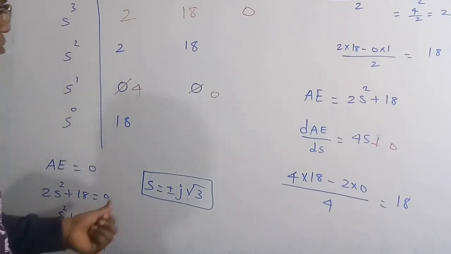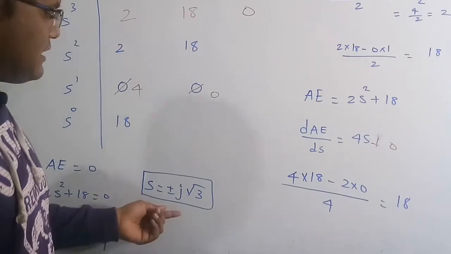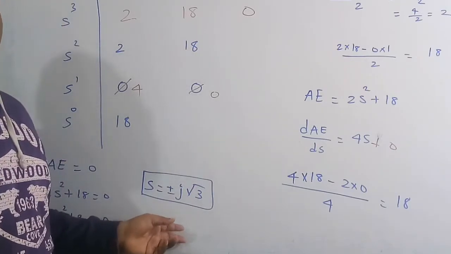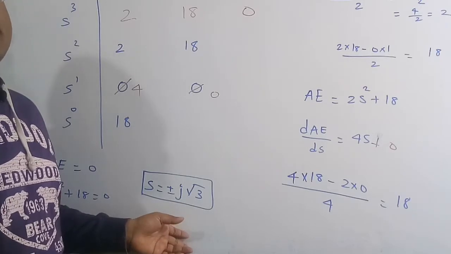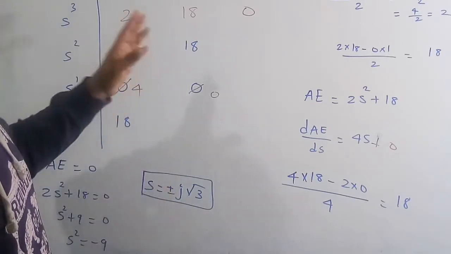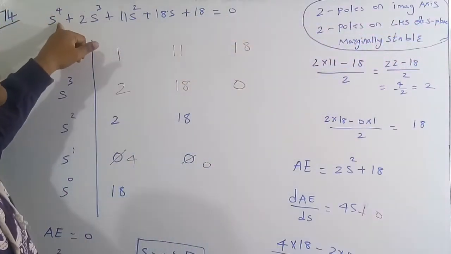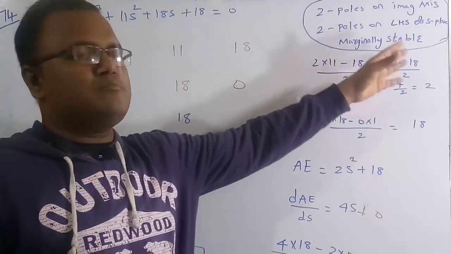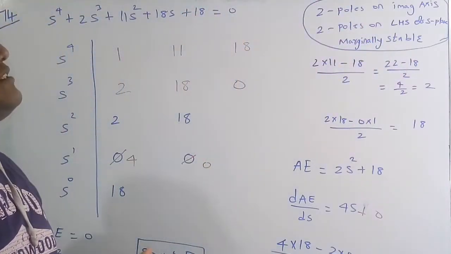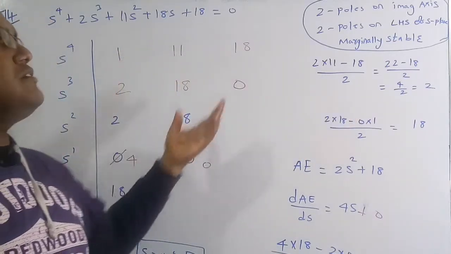If you take the root, we get s is equal to plus or minus j root over 3. So we can say the two roots are going to lie on the imaginary axis. Simple roots are going to lie on the imaginary axis. So therefore we can conclude that as two poles lie on the imaginary axis, and the order of this equation is 4, the remaining two poles are going to lie in the LHS of S plane, because there is no sign change. So definitely there is no root on the RHS, meaning the remaining poles should definitely lie on the LHS of S plane.